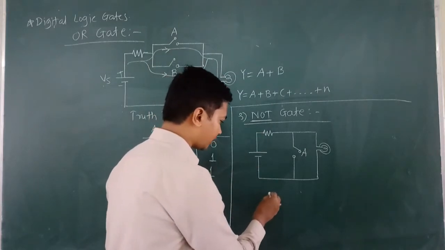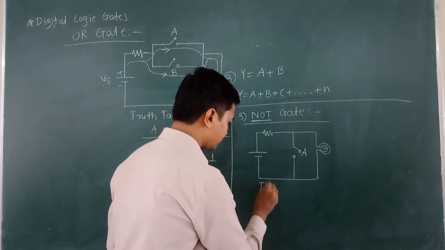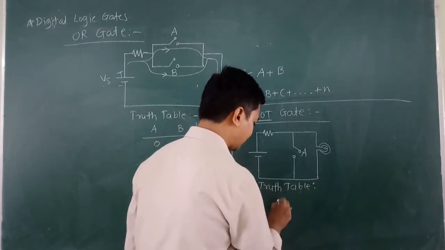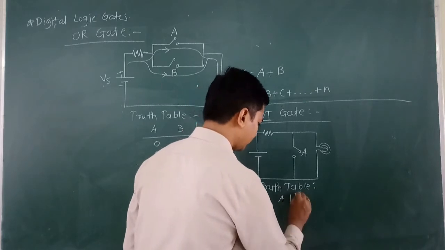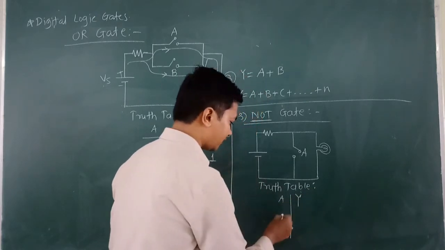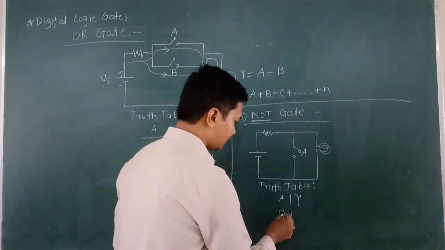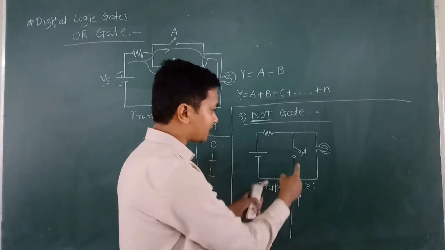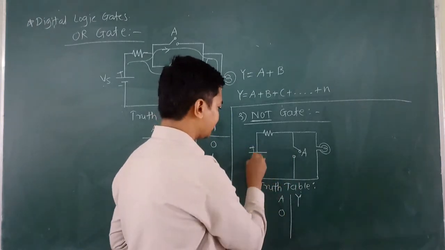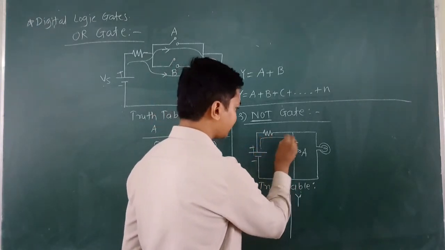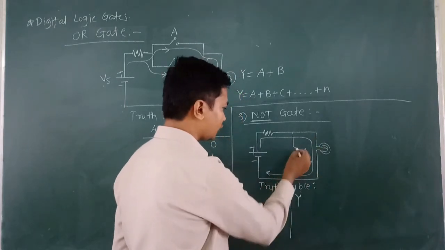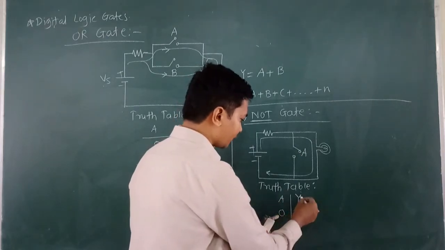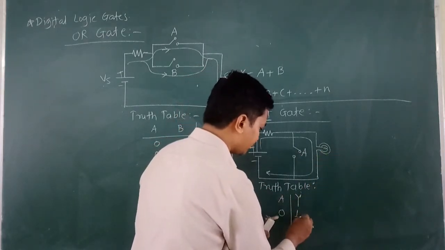So the truth table of NOT gate, I will simply write here. Truth table, A and Y. So here if input A is 0, that means the switch is not pressed, the switch is open. So how will the current flow in the circuit? Directly the current will flow through this resistor and bulb, because the switch is open, so current cannot flow through the switch. So when the switch is not pressed, the bulb will glow, so output will be 1.